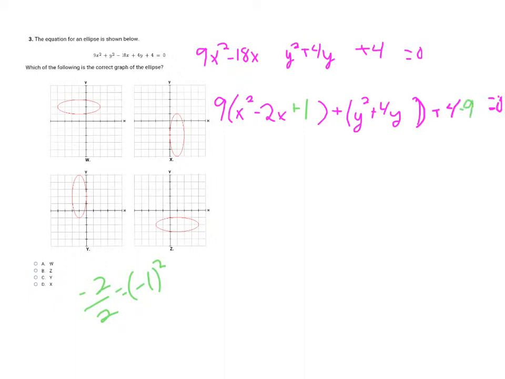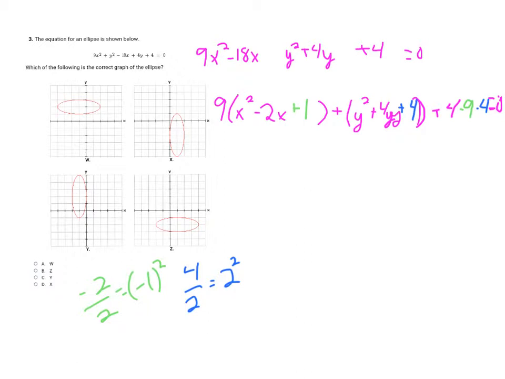And then I'm going to do the same thing with my 4 here. That should have a y next to it. And so I'm going to take 4 and divide that by 2, and that equals 2. And I square that number, and that gives me 4, so I'm adding a 4 here. This 4 isn't being multiplied by anything, so I'm just adding 4, so that means I'm going to subtract 4 at the end to keep the equation balanced.